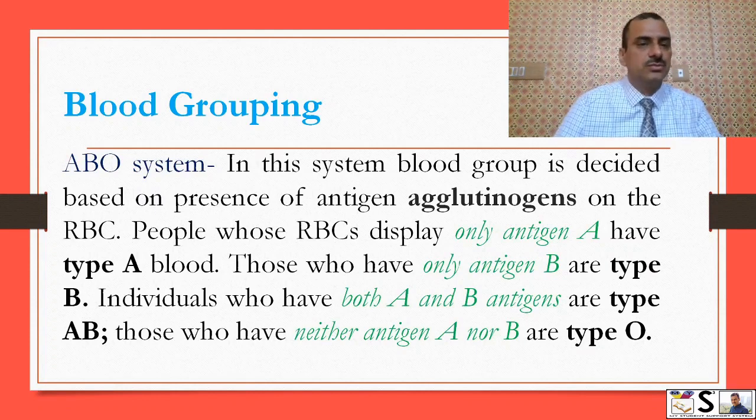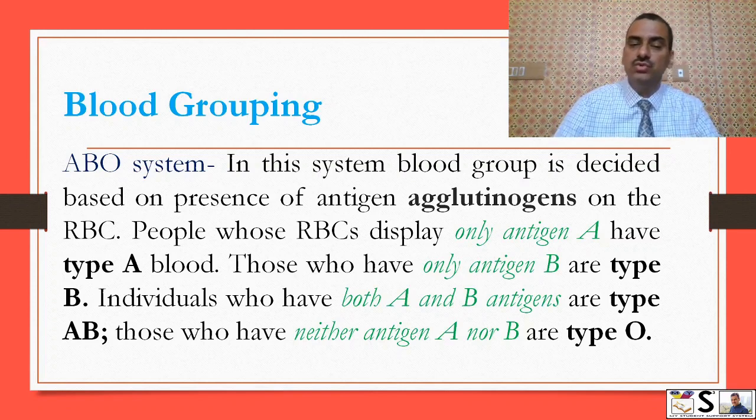We have many types of blood grouping system, but the most common are the ABO system and the RH system. What is the ABO system? In this system, blood is divided based on the presence of antigen, that is agglutinogen, on the RBC. For example, people whose RBC display only antigen A have the type A blood group.